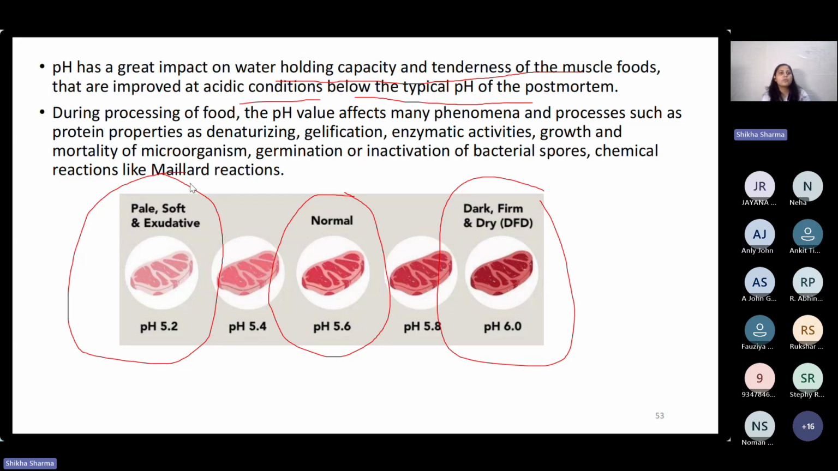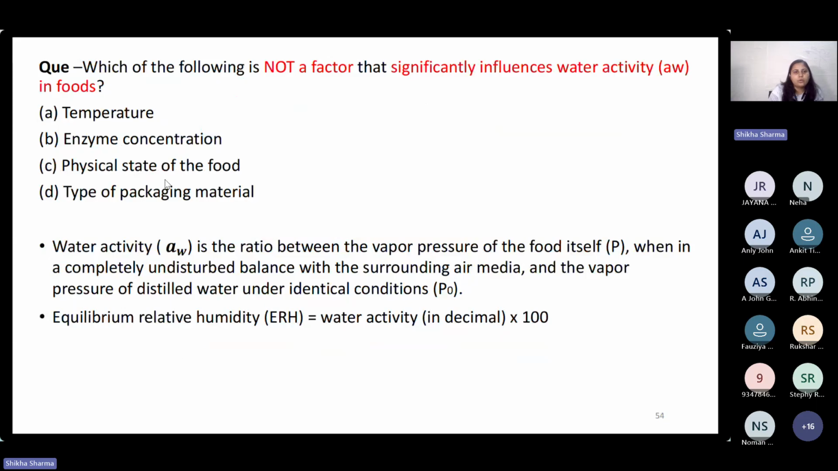So during the processing of the food, pH values affect various processes and phenomena such as protein properties like denaturation, jellification, enzyme activities, growth or the mortality of the microorganisms, the germination and the inactivation of bacterial spores, and many reactions like the Maillard reaction. So that way it is going to affect the sensorial property of the food product.